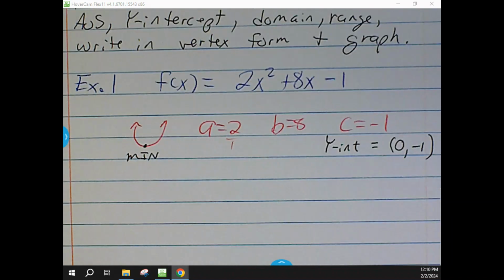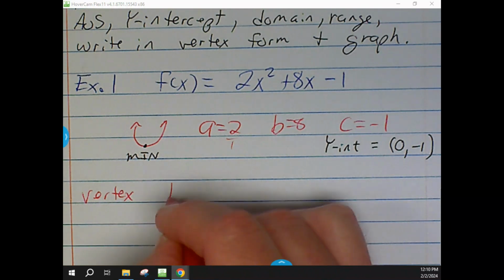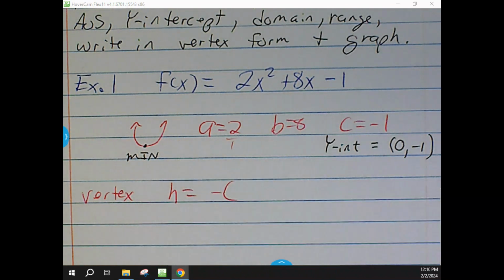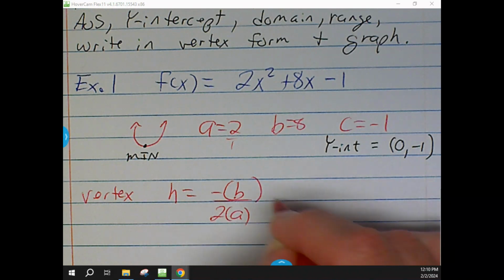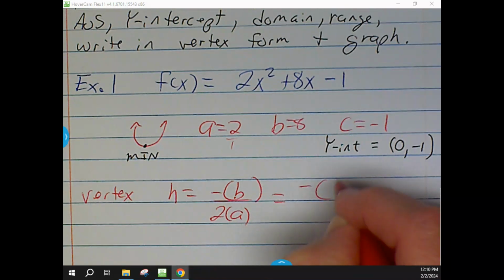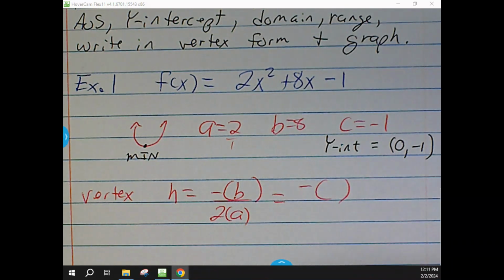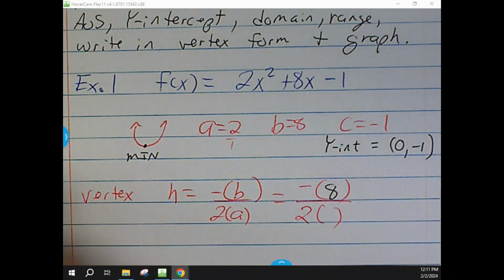Okay, so we've got to find the vertex. Again, the h is going to be, and again, we're going to put it in parentheses, negative b over 2a. So that's negative, our b value in that case is 8, over 2 times our a value, which is 2.